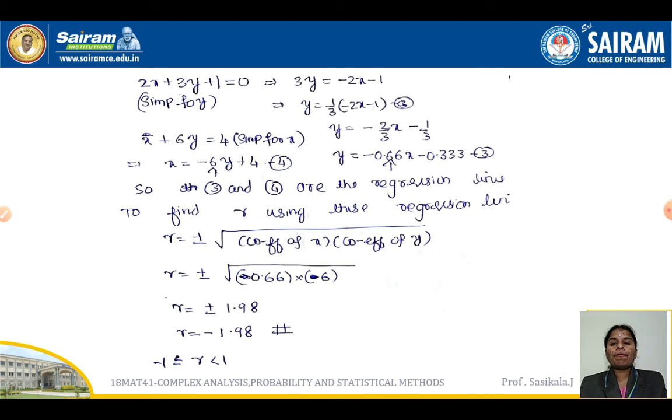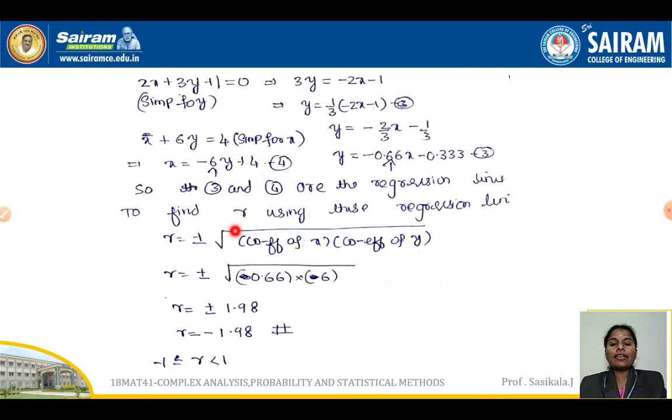How will we find it? From the regression equations, you write the y on x and x on y equations from the given ones. So in this equation, I am going to write the y on x equation. Y is equal to minus 2 by 3 x minus 1 by 3. And then from the second equation, I am going to write x on y. X is equal to minus 6y plus 4. So now equations number 3 and 4 are the regression lines.